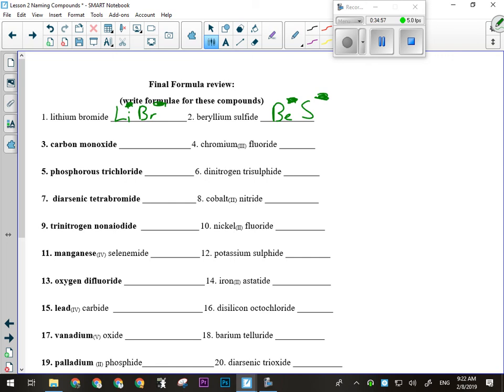All right, carbon monoxide. Carbon's a nonmetal, oxygen's a nonmetal. There's a prefix in here, so this is what kind of compound? Molecular. So carbon is C. There's one oxygen, O. That's it. That's what carbon monoxide looks like, CO.